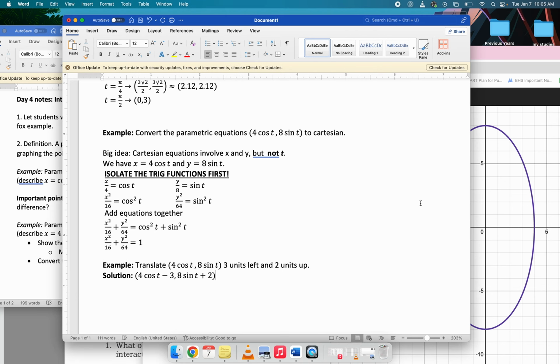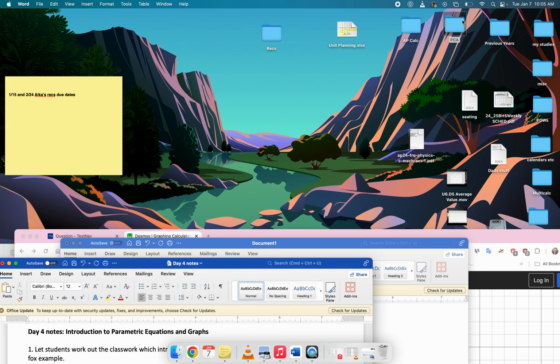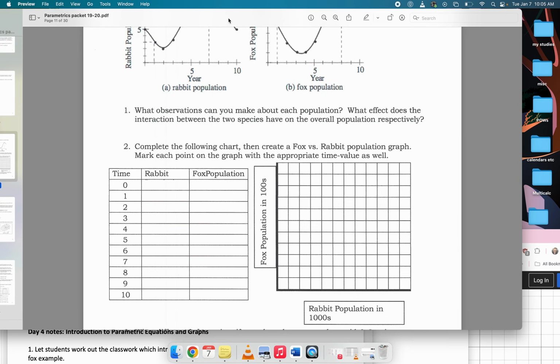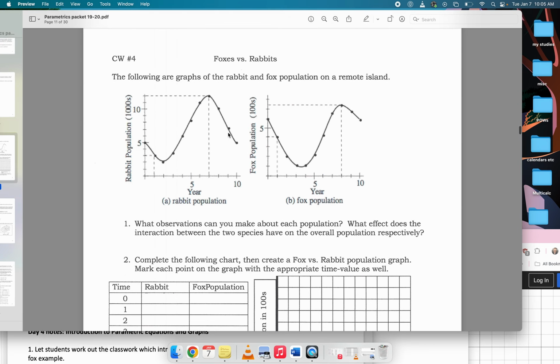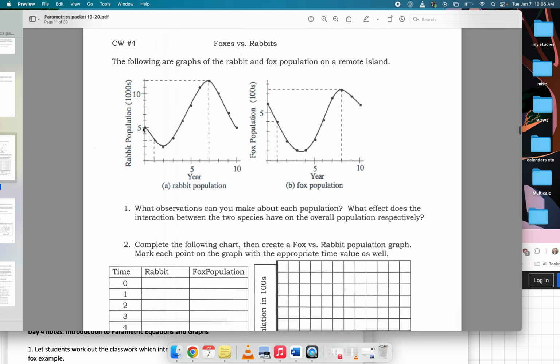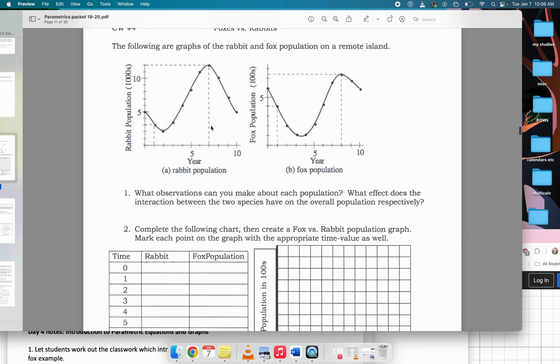There's one more thing I want to mention on the classwork and homework. So you're working on day 4, which looks like this. And this first page asks you to consider this sort of real world example. It's showing you the rabbit population over time, and the fox population over time. And you'll fill in a table and you'll plot some points. The idea is this can be understood as a parametric graph because the rabbit population is a function of time, t, and the fox population is a function of time, t.